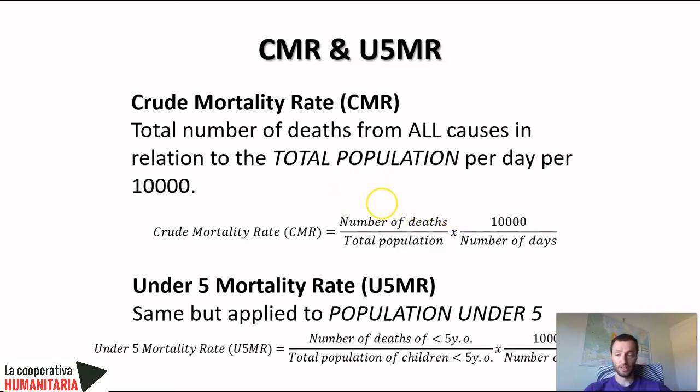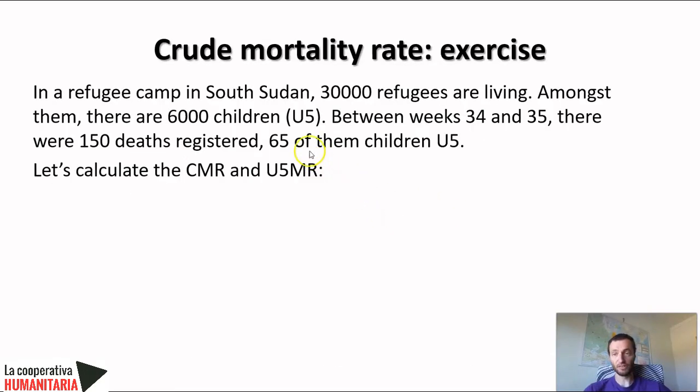Okay, let's see some examples. Refugee camp in South Sudan, 30,000 refugees are living there. Among them, 6,000 are kids under 5. In 2 weeks' time, weeks 34 and 35, 14 days, there were 150 deaths registered. 65 were children under 5. Can you calculate the crude mortality rate for the total population during these 14 days and the under 5 mortality rate, please?